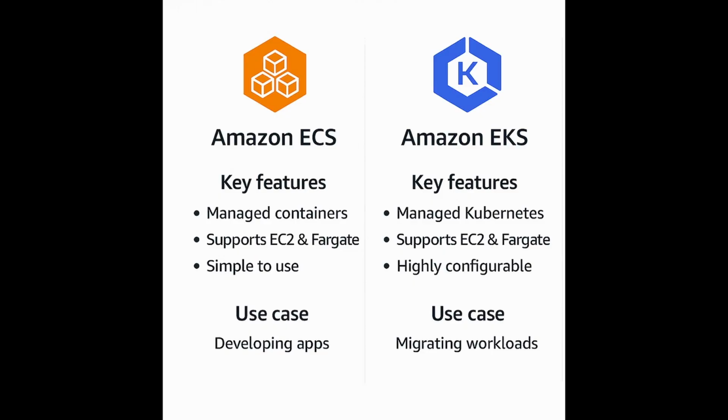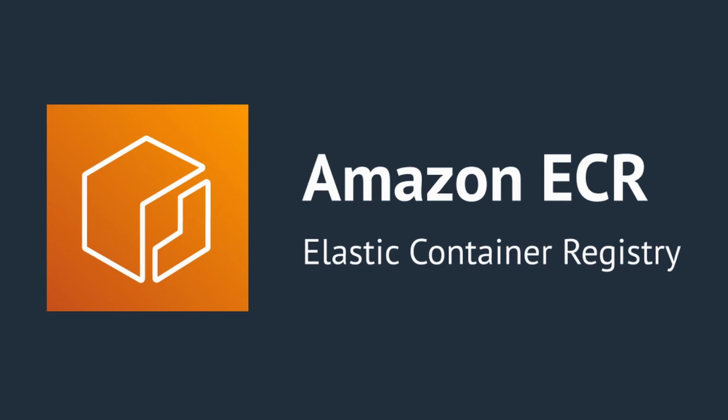Now, orchestration services need somewhere to get their containers from. That's where Amazon Elastic Container Registry or Amazon ECR comes in. ECR is the fully managed container registry that stores your container images. You build your containers that have your application and all of its dependencies bundled together. From there, a container orchestration tool can pull the container image and deploy it.